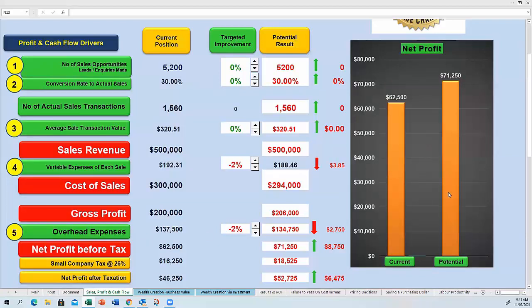On the right here, you can see the graph, our current profit, which was 62,500. And as a result of making those small changes, our profit was increased to 71,250, an overall increase of 8,750, which are the total of those cost savings that have been made, and they've flowed directly through to your bottom line net profit before tax.